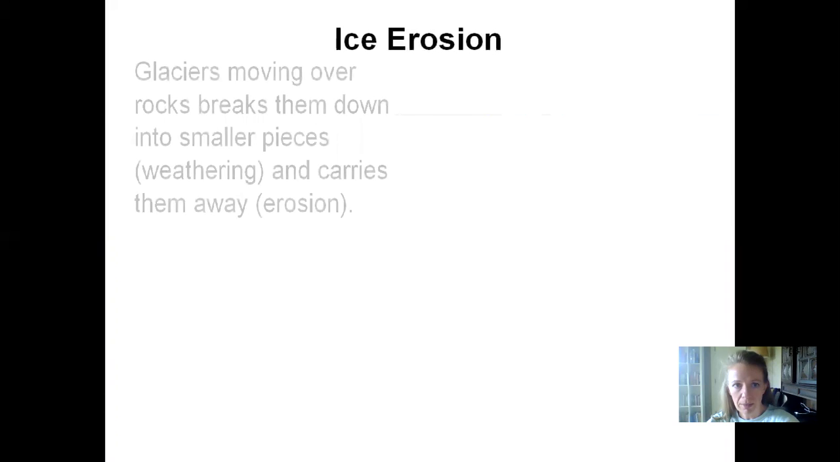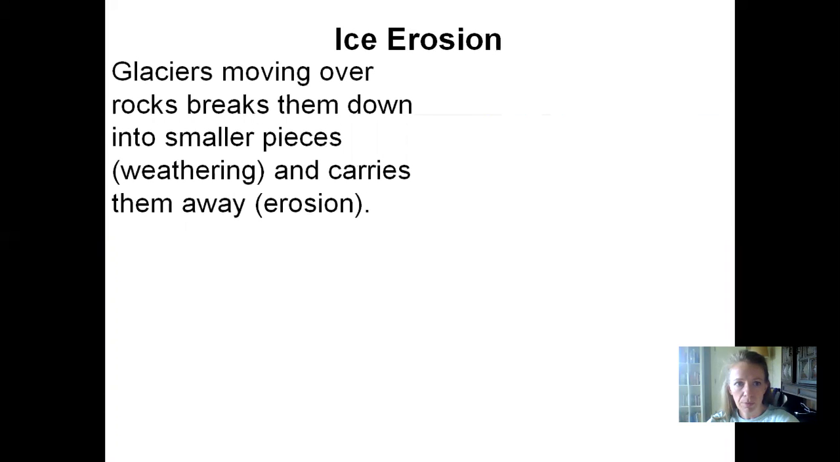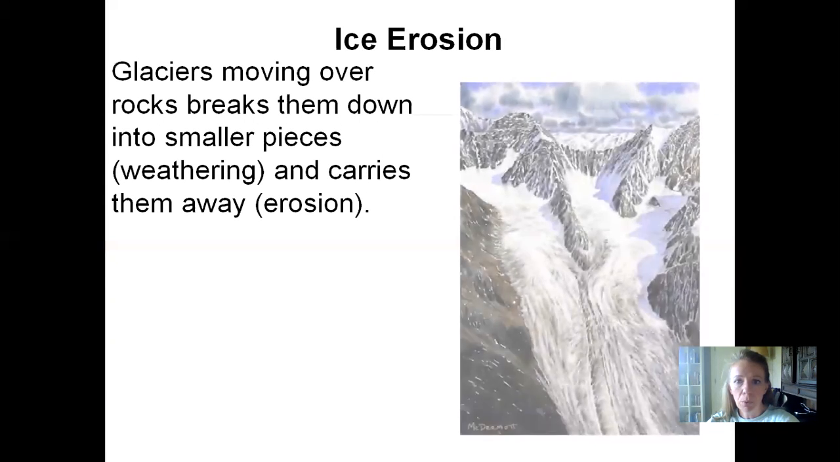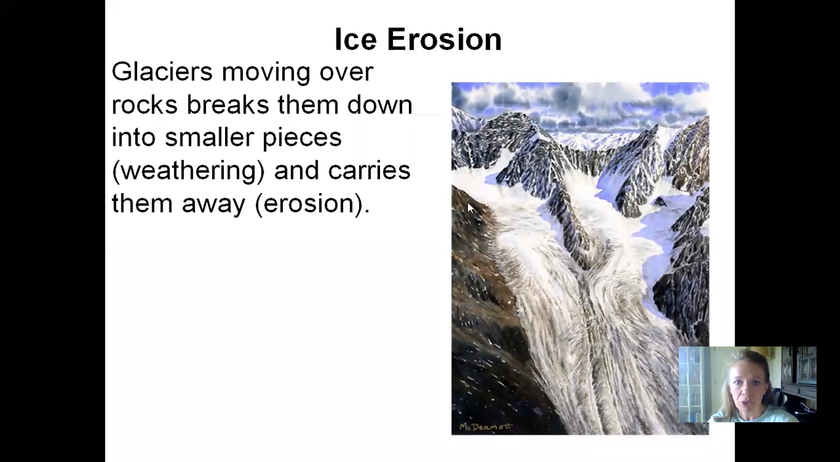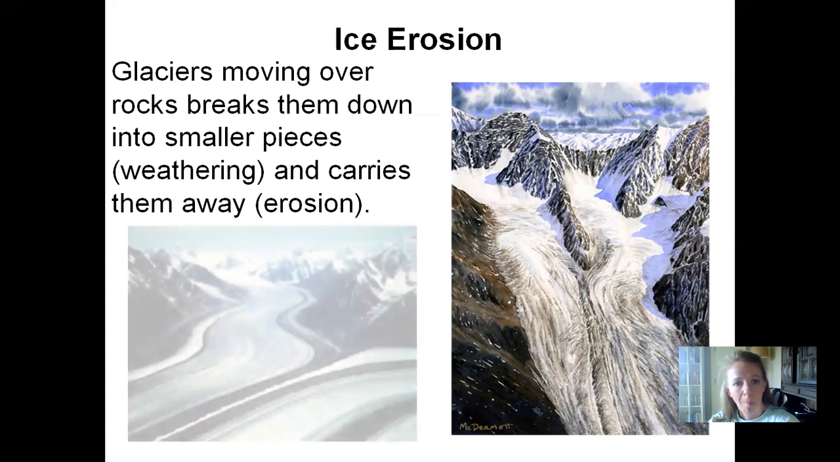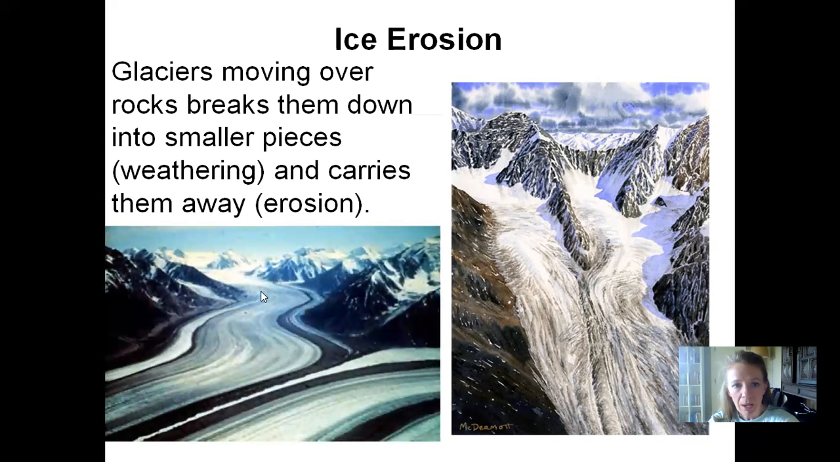Ice is another way that things can be eroded. Glaciers move over the rocks. It moves those rocks as the glacier moves. So not only does the glacier break down the mountain, but it also moves and carries the smaller rock with it. This looks like a highway, but it is actually a glacier.